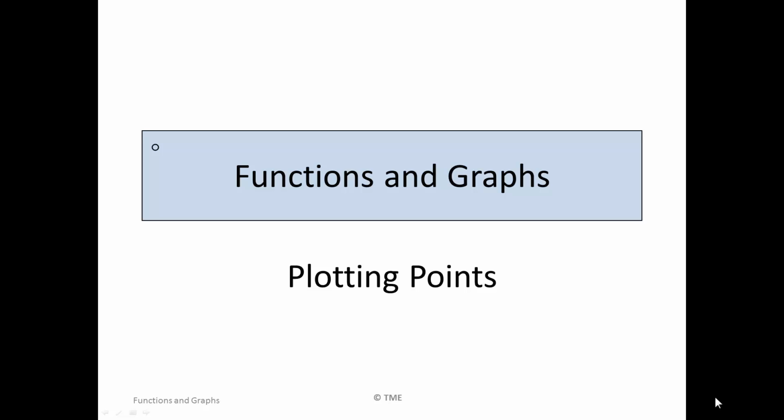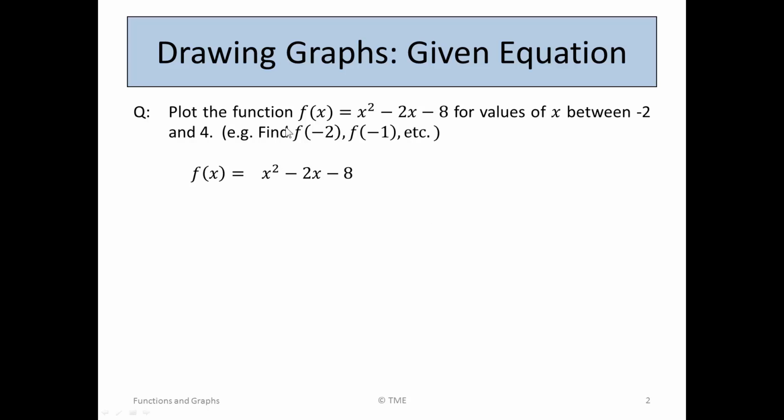Functions and graphs. Plotting points. Plot the function f of x equals x squared minus 2x minus 8 for the values of x between minus 2 and 4. In other words, find f of minus 2, f of minus 1, f of 0, all the way up to f of 4.